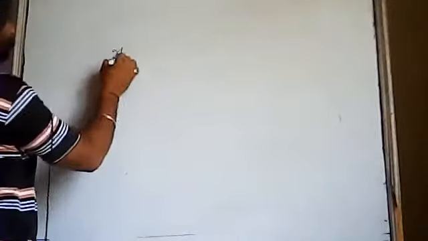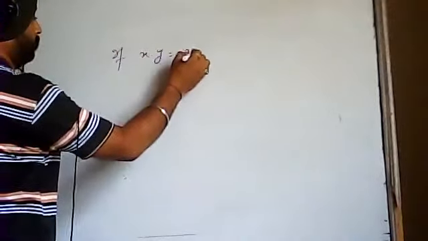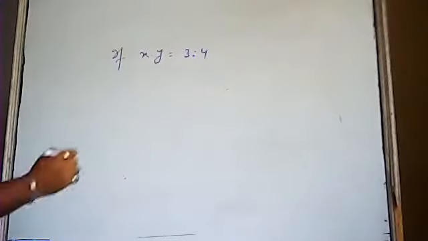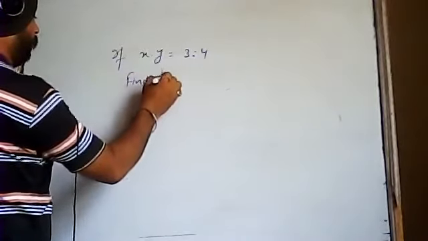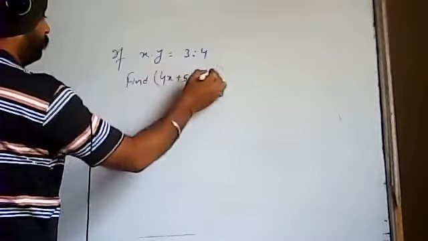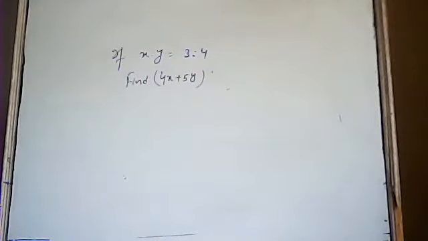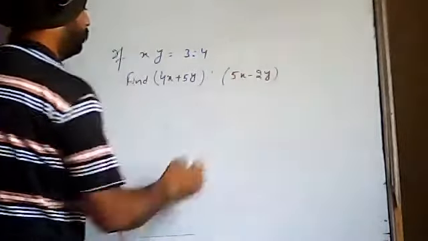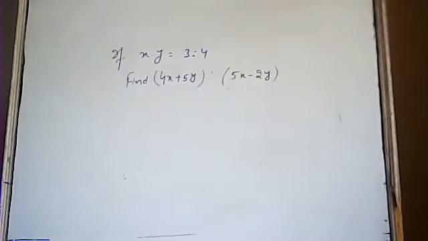Your next question is if x ratio y is equal to 3:4, find 4x plus 5y ratio 5x minus 2y. If x ratio y is equal to 3:4, you have to find the value of 4x plus 5y ratio 5x minus 2y. Solve this question. Done, sir. Very good.